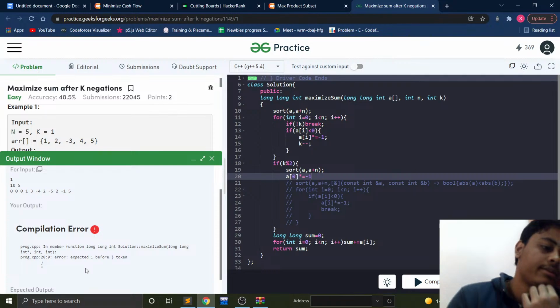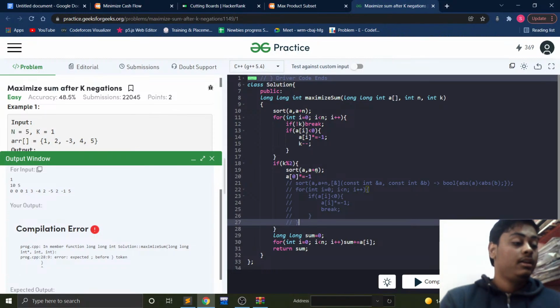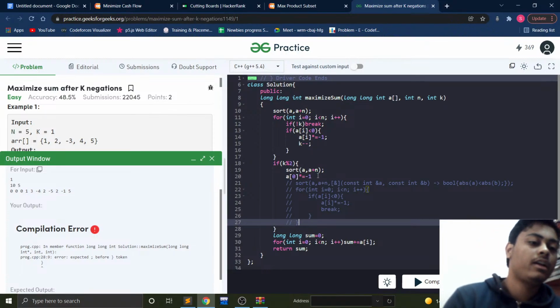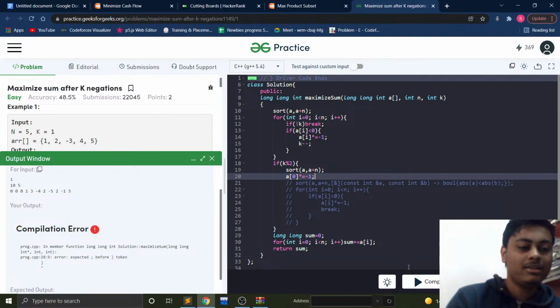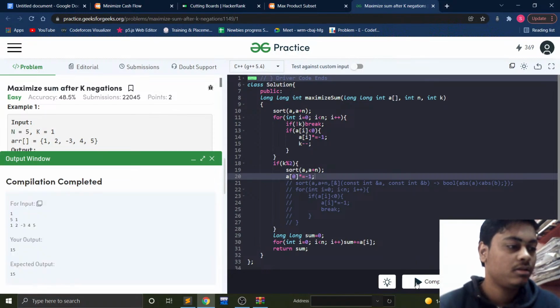Compilation error. Where did I miss now? Did I miss a bracket here? No, I didn't. I don't think so. What does it say? Expected a semicolon. Very nice. How did it just pass the last case which I just... Okay.